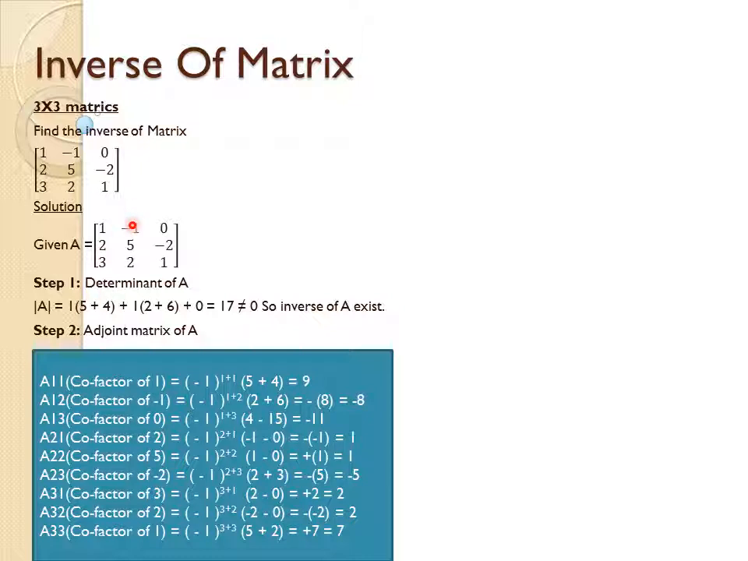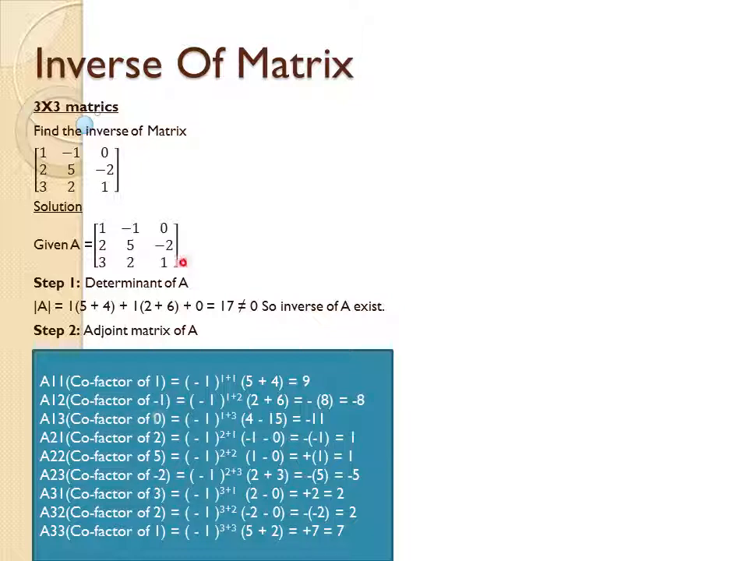Second thing is A12. A12 means this one, right, because first row second column. So minus 1 whole to the power 1 plus 2, because i is 1 and j equal to 2. Then cofactor of minus 1. Cofactor of minus 1 means this column and this row will go, so it becomes 2 minus 3 into 2, 6, so 2 plus 6 basically, so it becomes minus 8. Why minus? Because minus 1 whole to the power 3 becomes minus, so minus 8.